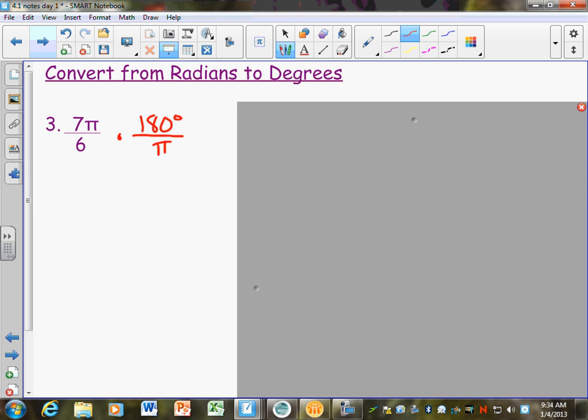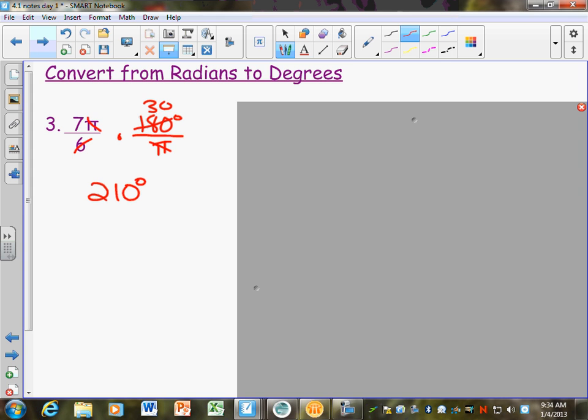If for some reason the pi doesn't cancel out, like maybe they give you a weird radian that doesn't work out so nicely, it's okay to give me a decimal answer. I think there might be one on your homework like that, and I'm sure we'll talk about it tomorrow. But most of the time, the pi's are going to cancel out, and then you can use your calculator here. I think 6 goes into 180 30 times? 7 times 30 would be 210 degrees.